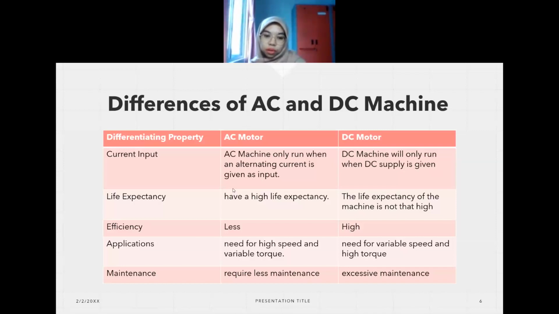Efficiency: AC motor less, DC motor high. Application: AC motors are needed for high speed and variable torque. DC motors are needed for variable speed and high torque. And for maintenance, AC motors require less maintenance, while DC motors require more maintenance.